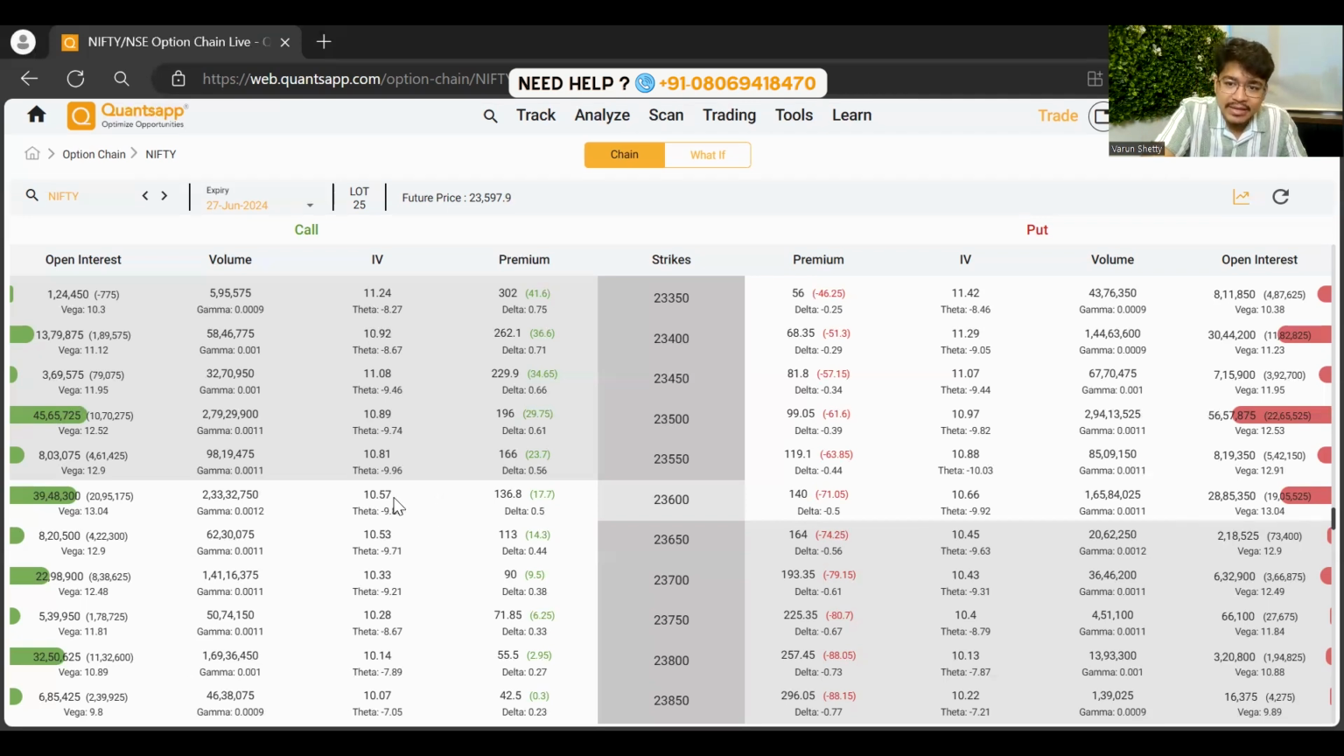All right. So let's say if this option's implied volatility goes from 10.57 to 11.57, then this option's premium will increase by 13.04. Okay. If this option's implied volatility decreases by 1%, or changes to 9.57%, then this option's premium will decrease by 13.04 rupees. Now, this is considering the rest of the factors remain constant. That is considered here. All right. So that is the simplest idea that you will get. All right. So I hope that is clear till here, right?